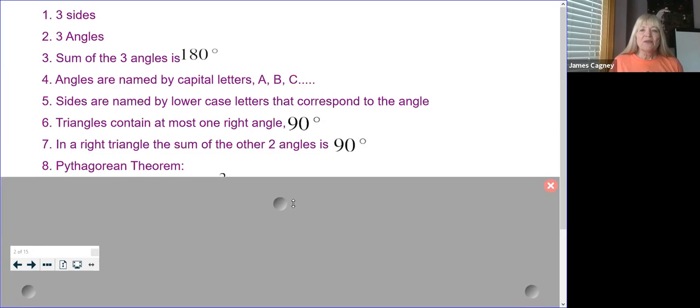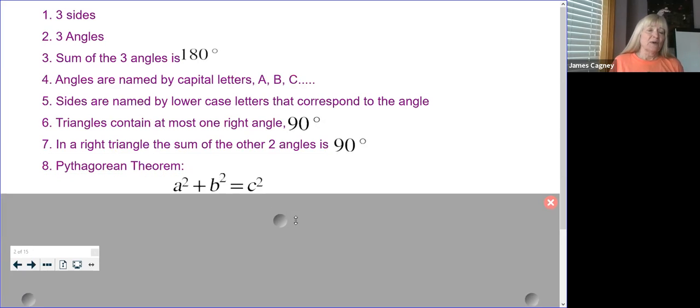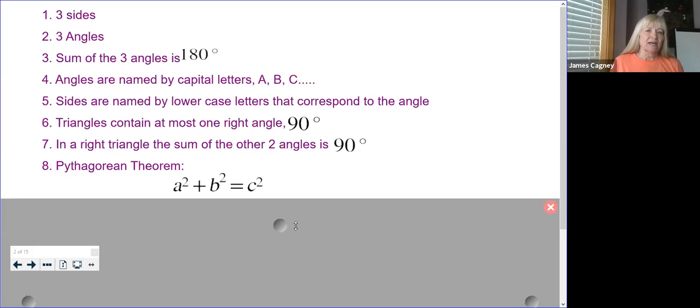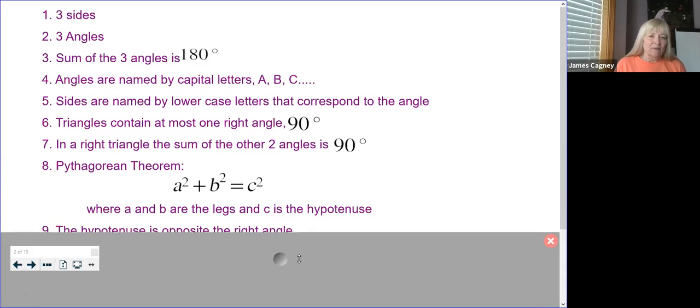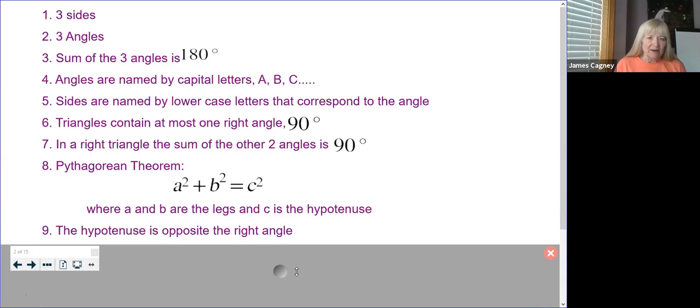We also have the Pythagorean Theorem, which has to do with triangles. And you guys know this. I think this is everybody's favorite one. The Pythagorean Theorem says a squared plus b squared is equal to c squared, where a and b are the legs, c is the hypotenuse, or c is the side opposite the right angle. And I have it right there.